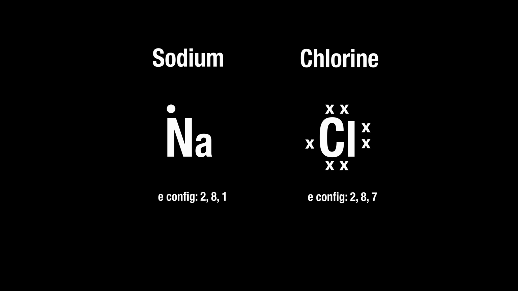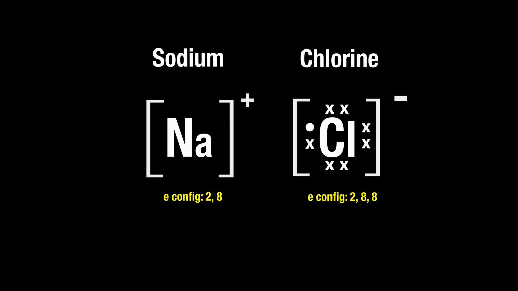Sodium has 1 electron to give, and chlorine has 1 space to fill. So here's the transfer, and there's the result, Na+ and Cl-. And of course these will combine to form crystals of NaCl, that is, table salt. That will work for any group 1 and group 7 combination. Have a look at these examples.